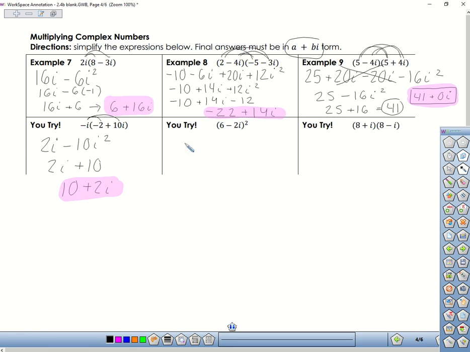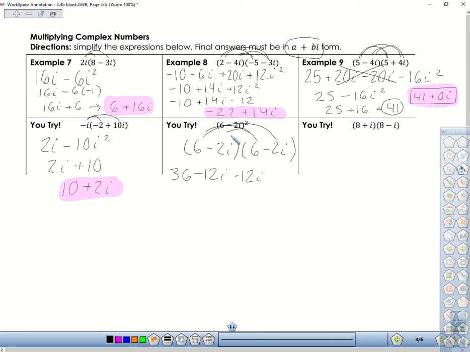Now, if you have a binomial squared, you have to write it as two binomials and use FOIL. So first times first is 36. Outer times outer is negative 12i. Inner times inner is negative 12i plus 4i squared.